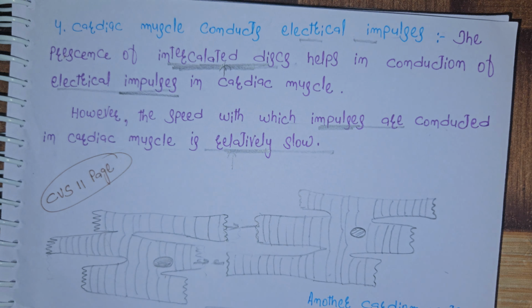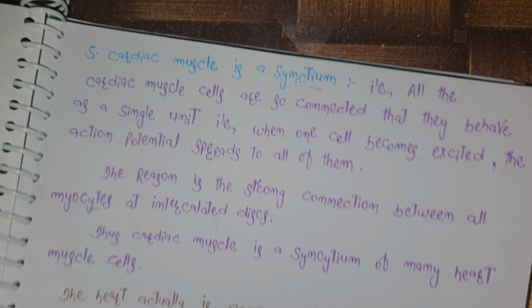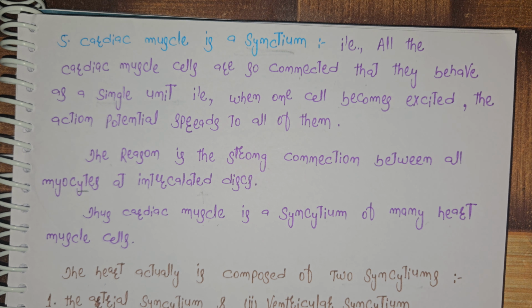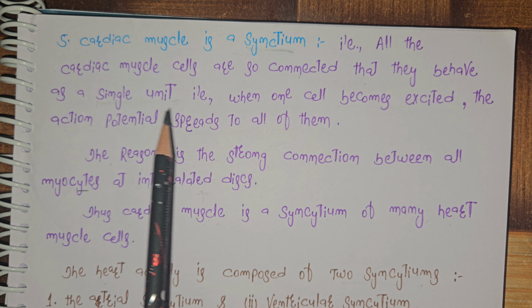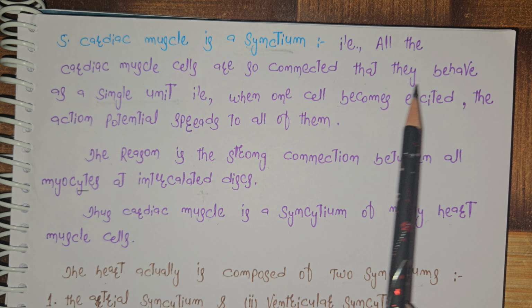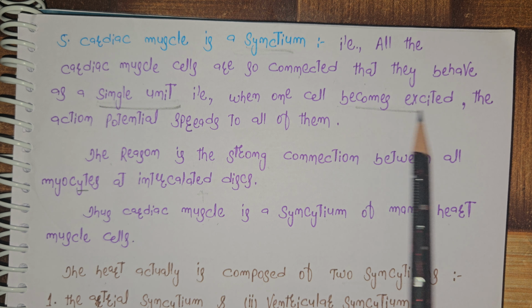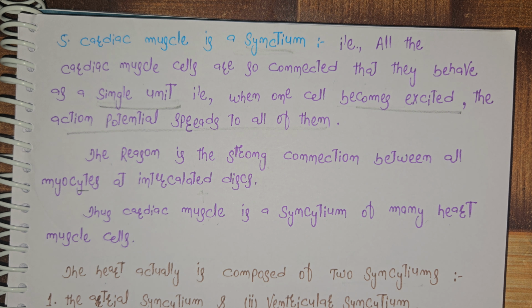Moving forward, this is property number four: cardiac muscle conducts electrical impulses. Now we have property number five, the last one: cardiac muscle is a syncytium. What do we mean by syncytium? All the cardiac muscle cells are so connected that they behave as a single unit. That is, when one cell becomes excited, the action potential spreads to all of them. Cardiac muscle is a syncytium.